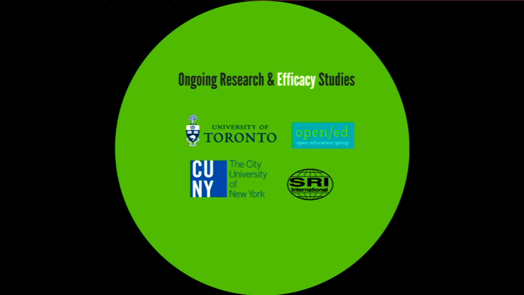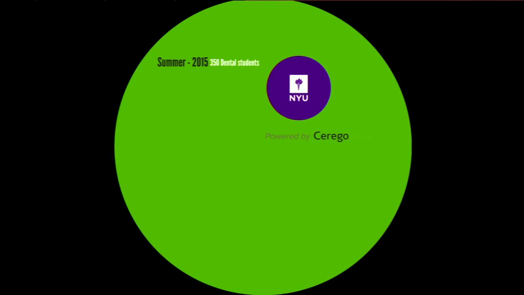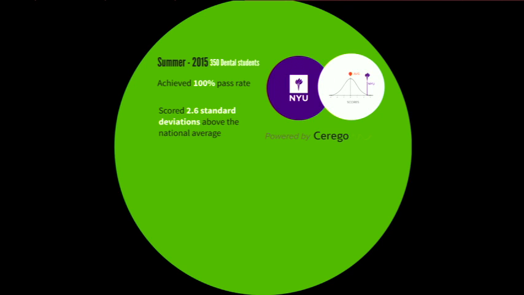Lots of third-party efficacy studies and research. We collaborate with a bunch of universities across the country. We're in a longitudinal study with SRI right now. And let me give you a practical example. So in 2015, New York University onboarded 350 dental students. 2 faculty members created all of the content that they needed to challenge the dental board exam, and they took the tests, and they got a 100% pass rate. Every one of those students got passed the first time out, which is great. NYU's a good school. They're usually at about 80%, so 100 was a big number. They scored 2.6 standard deviations above the national average. So that puts them way on the right of that bell curve, which is pretty cool.